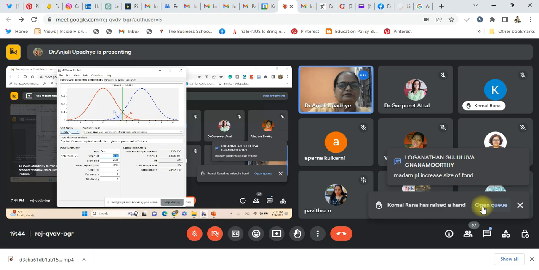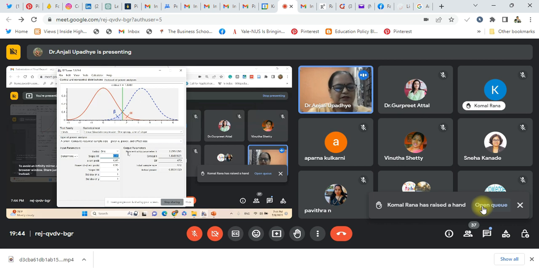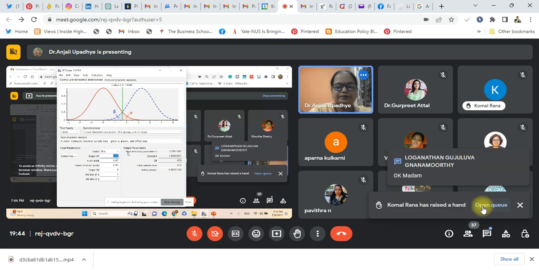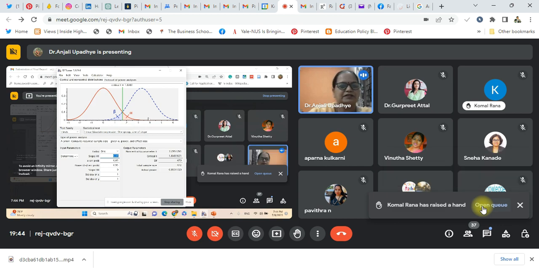Okay. Increasing the font size is not possible, ma'am, because this is the only table that I have. I'm trying to increase it, but it is not possible. That window is like this, ma'am. The G Power tool window is like this.